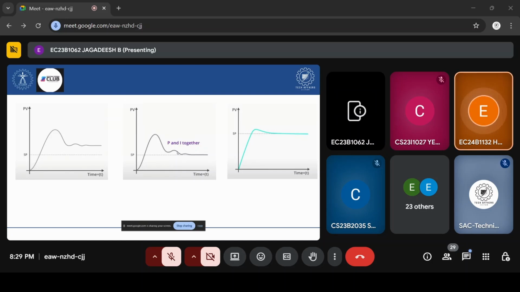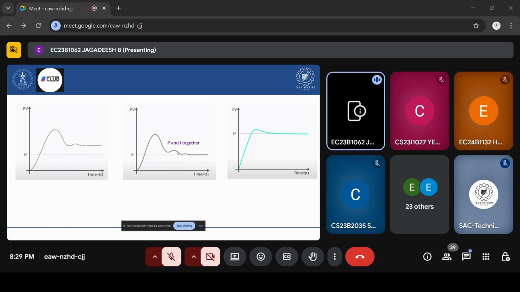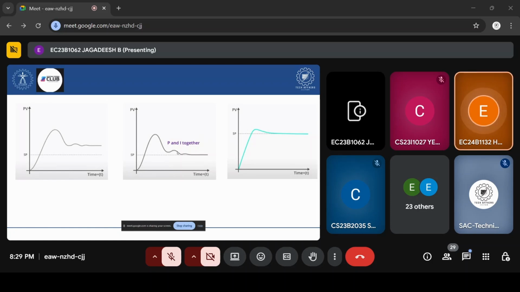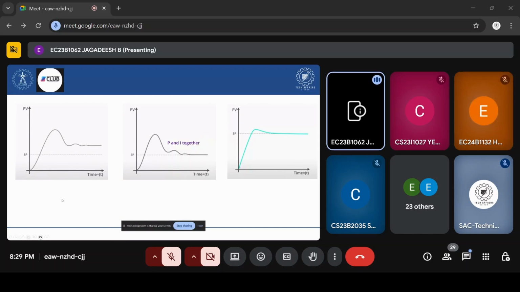There is a decrease in the PV value compared to the previous one. If you consider the SP line, the graph is nearer to the SP line in the second graph. Yeah, the SP line is the desired value. This graph is our output.